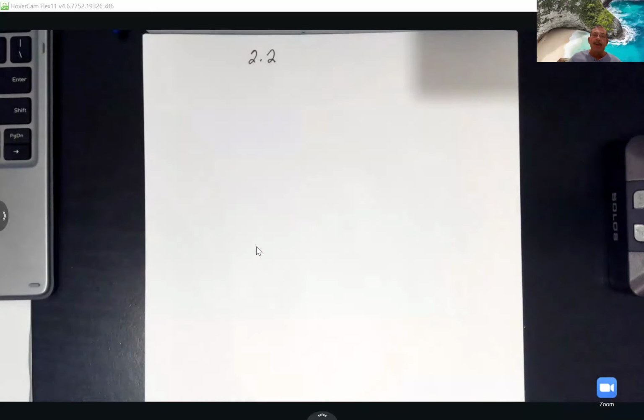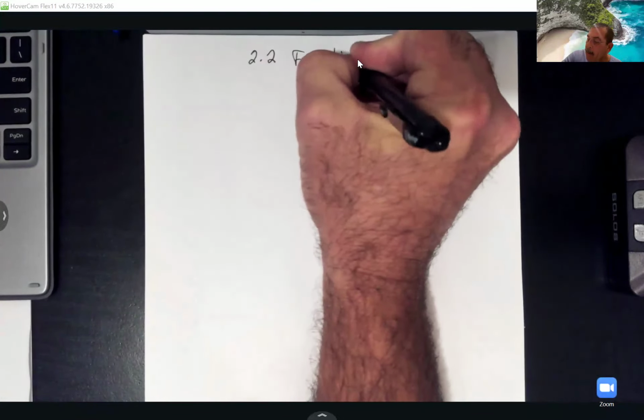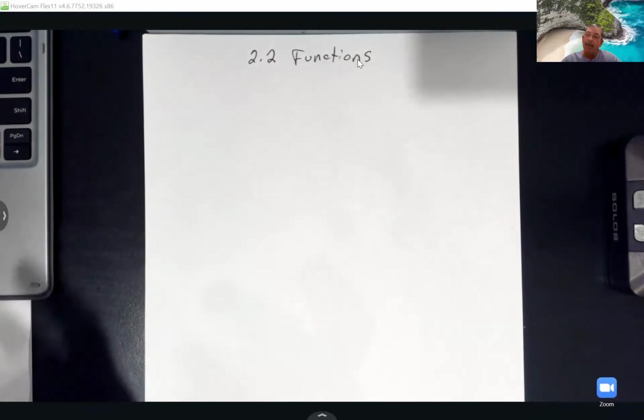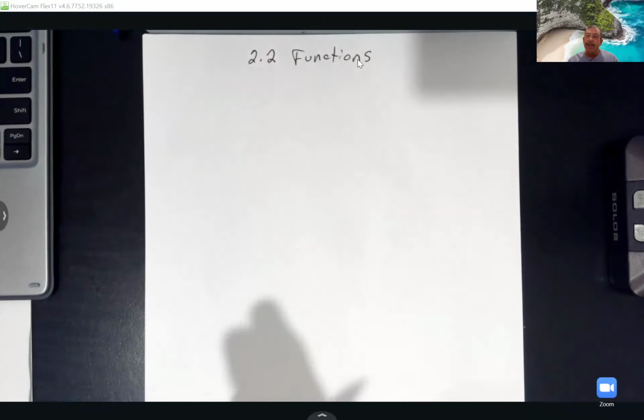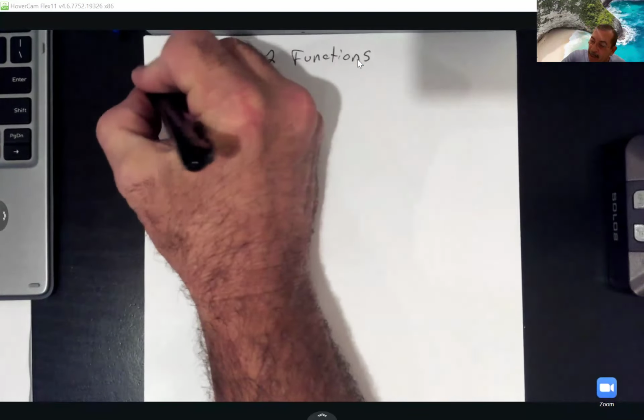All right, y'all. So 2.2 deals with functions. So we'll start out. I'll give you definitions on our domain and range and a function. Then we'll work some of them problems, okay? Then I'll get y'all into what we call function notation.